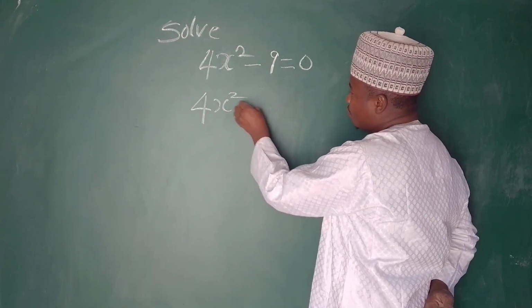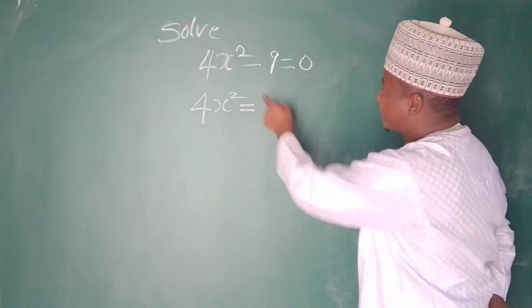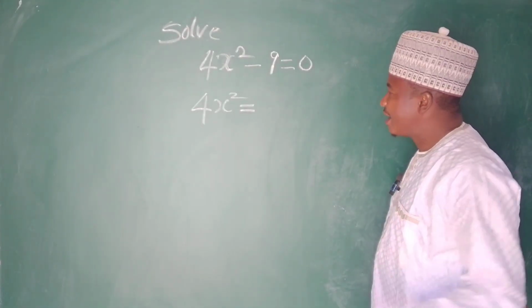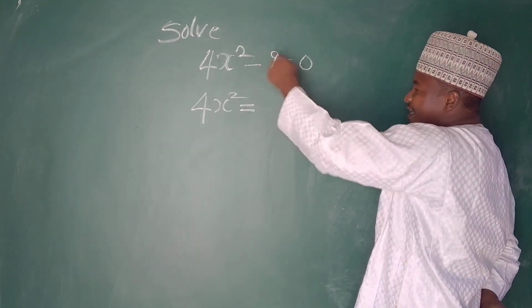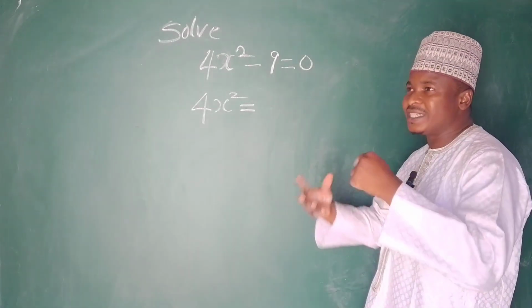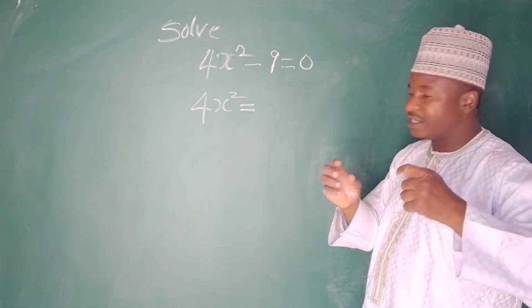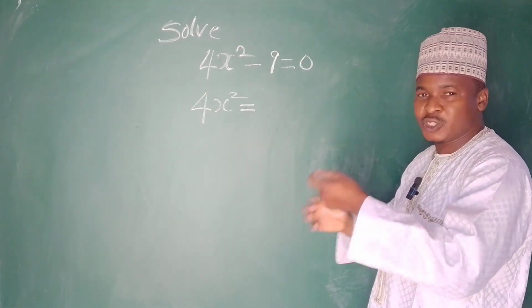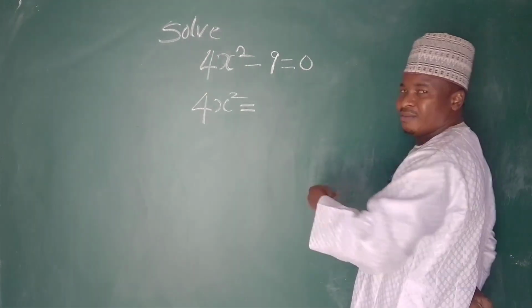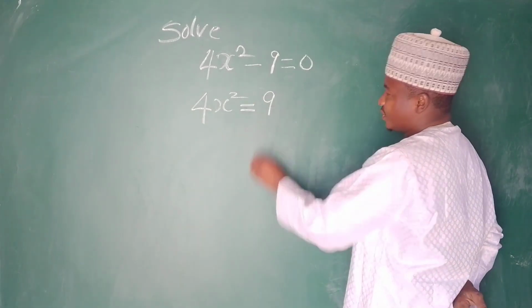4x² equal to wannan 9 din is wannan minus yana tare da wannan 9 din ne, minus 9. Saboda haka zai tsallaka equal sign. In ya tsallaka equal sign ya dawo nan, sign din shi zai canza. Saboda duk value din da ya tsallaka equal sign, in yana tare da minus ne zai koma plus, in yana tare da plus ne zai koma minus. Saboda haka wannan yana tare da minus zai koma plus.